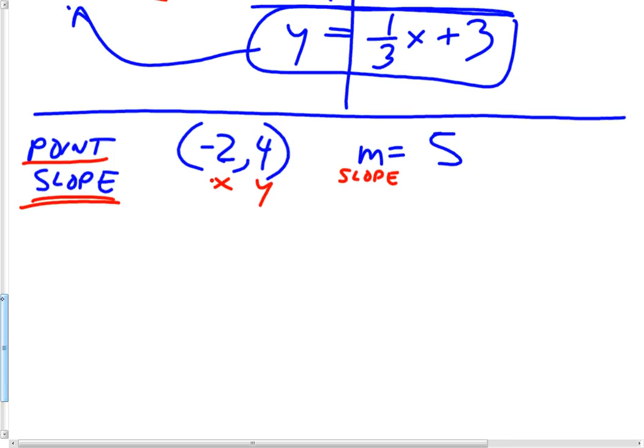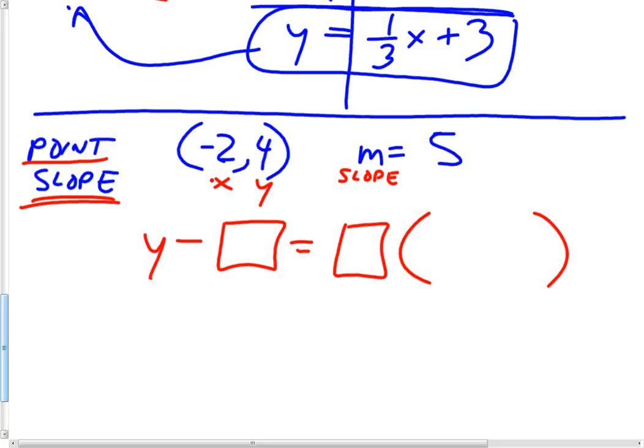Last class, I gave you a big formula to do point slope, and it looked like this. y minus a box. Then we had another box. Then we had parentheses. X minus another box. People who were here last class, what goes into each of those boxes? 4 goes to that first box, for y. And then the slope, 5, right there, bam.